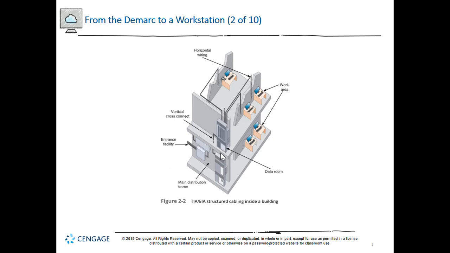Another diagram to look at, and something that's important to understand, is our main distribution facilities here on the floor. And according to the 568C commercial wiring code, we would then have another intermediate or IDF distribution facility on each and every floor.